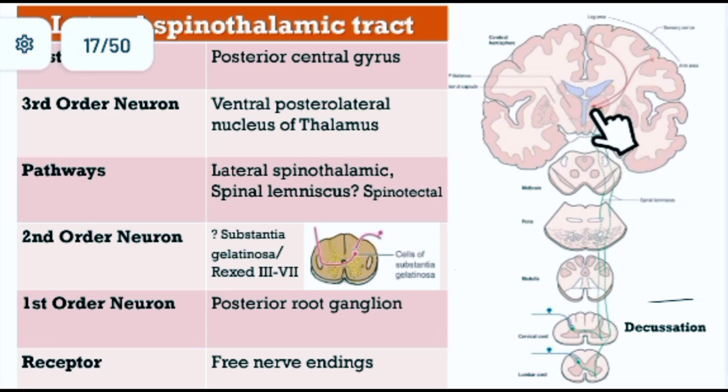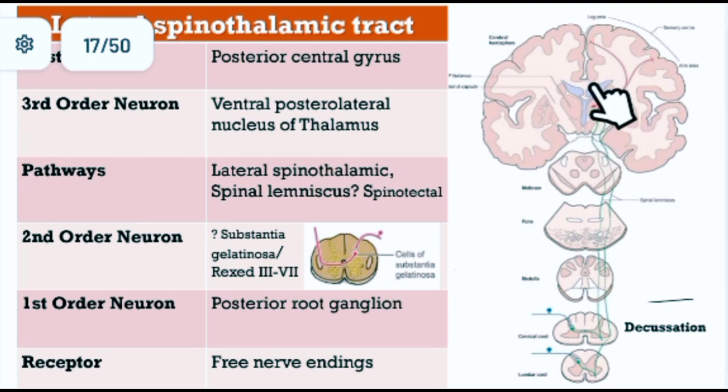From the thalamus, they are going to synapse. And which nucleus in the thalamus? So the synapse is in what we call the ventral posterolateral nucleus. So remember, second order neurons are going to synapse in the ventral posterolateral nucleus of the thalamus.